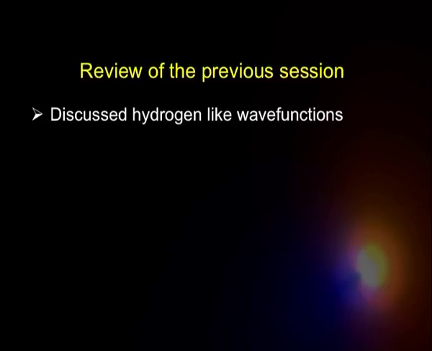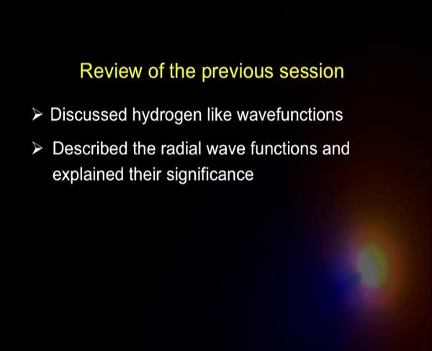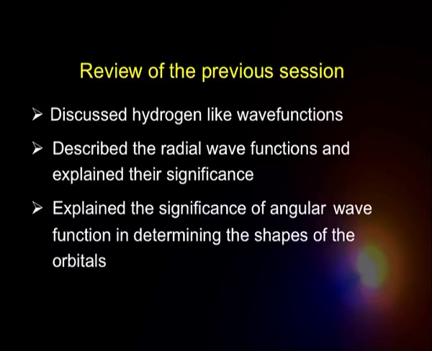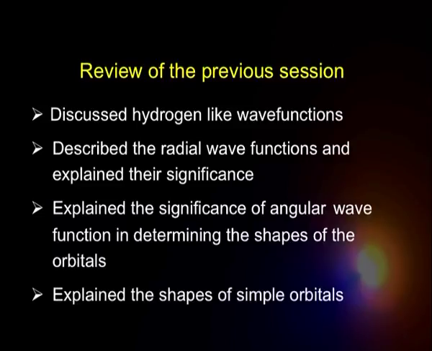In the previous session, we primarily discussed hydrogen-like wave functions, and in this context, we described the radial wave functions and explained their significance. After that, we talked about angular wave functions and explained their significance in determining the shapes of the orbitals. And then we explained the shapes of simple orbitals like 1s, 2s and so on and so forth. So, that is all we did in the previous session. Now, let us move further.